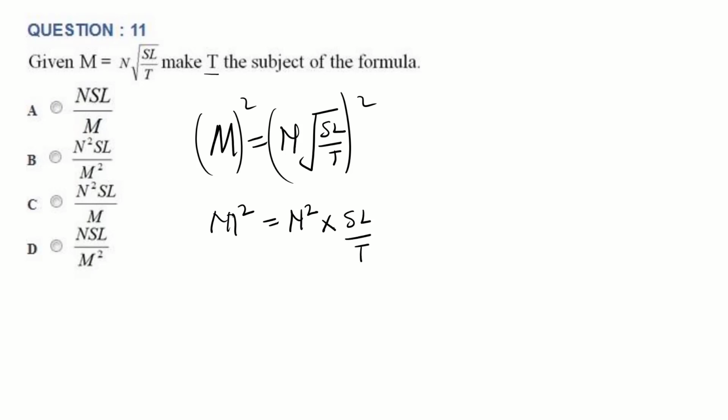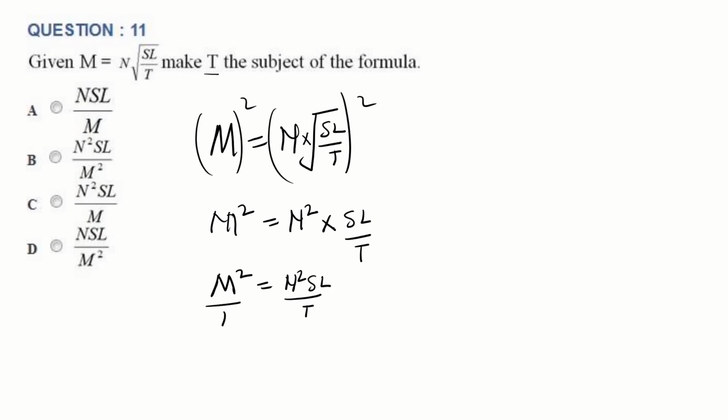So I'm squaring this side. You can also put convolution sign here. So n to the power of 2 is n squared. And if you take the square root of x to the power of 2, the square will cancel the square root, leaving us with what? Only x. So that is why we have SL divided by t. And here we are making t the subject of the formula. If you are going to write this, you can say m square equals n square SL over t.